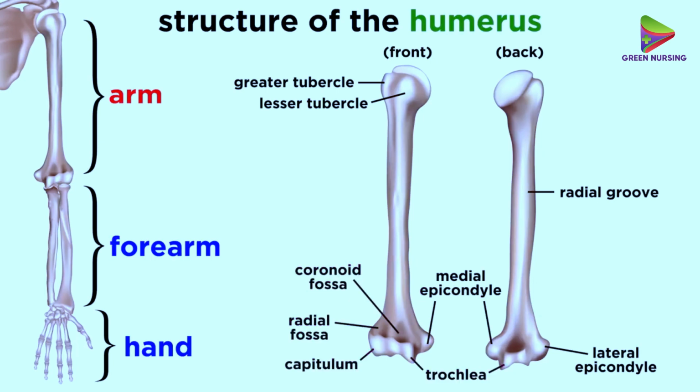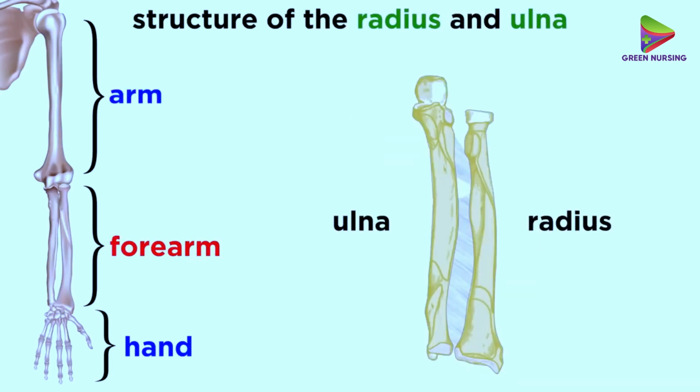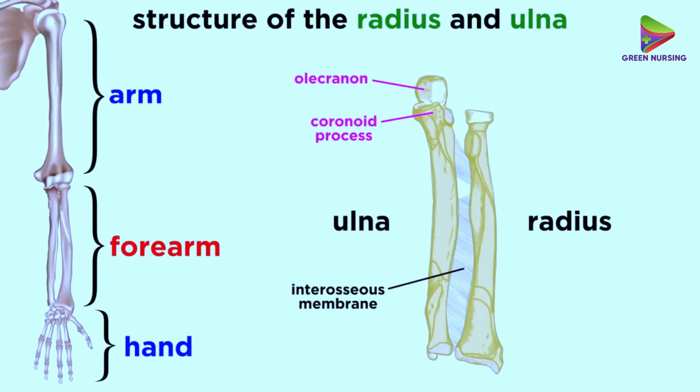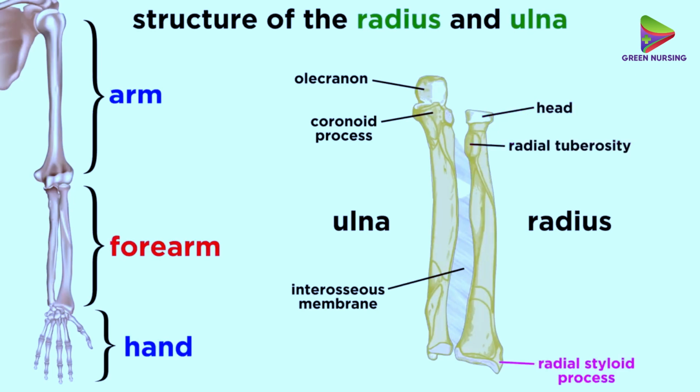Moving on to the forearm, we now see two bones, the radius and the ulna. These are connected all the way down by the interosseous membrane, a flexible ligament. The ulna is slightly longer with its olecranon and coronoid process. The radius goes from wide to thin the other way, with a thin head, the radial tuberosity, and a radial styloid process.